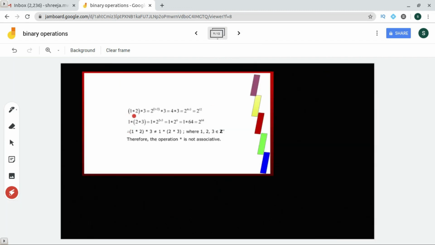Now (1 star 2) star 3. 1 star 2, A star B is 2 raised to AB. 1 star 2 is 2 raised to 1 into 2. That is 2 raised to 2, 4. 4 star 3 is equal to 2 raised to 4 into 3, 2 raised to 12.